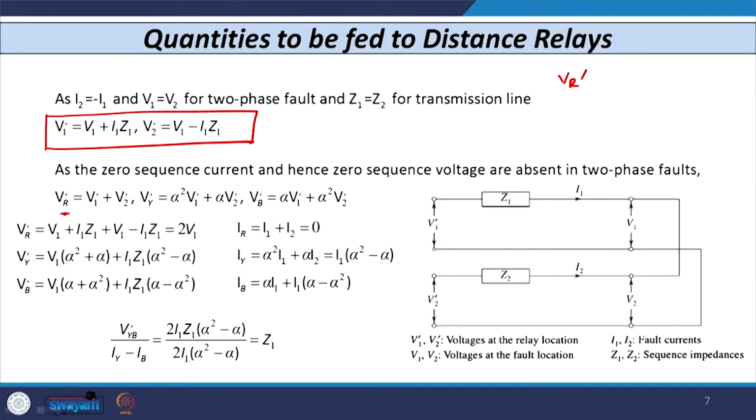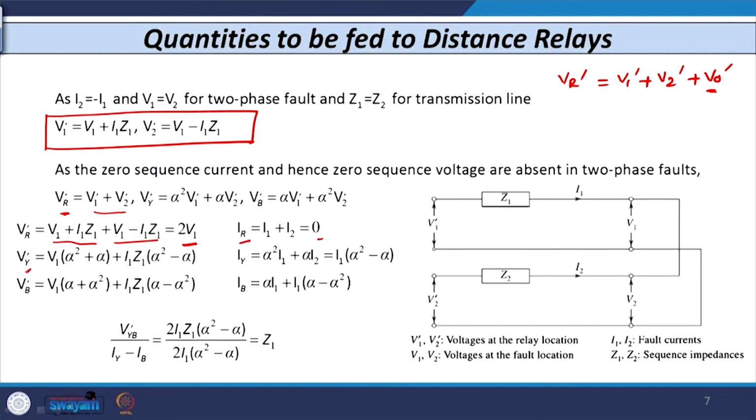What is VR dash? What is VR? VR is equal to V1 plus V2 plus V0. So, VR dash is equal to V1 dash plus V2 dash plus V0 dash. We know that V0 is 0 because I0 is 0. So, we have VR dash equal to V1 dash plus V2 dash, and you know V1 dash is equal to V1 plus I1 Z1. So, you can put this value here. VR dash is equal to V1 plus I1 Z1 plus V2 dash, which is V1 minus I1 Z1. So, you have VR dash equal to 2V1. IR is 0 because we have considered the fault in Y and B phase. So, IR is 0 here.